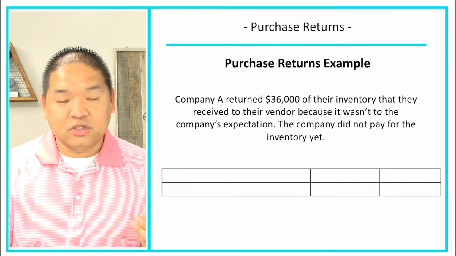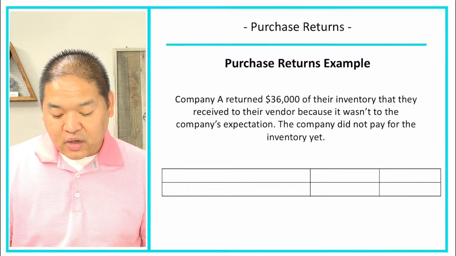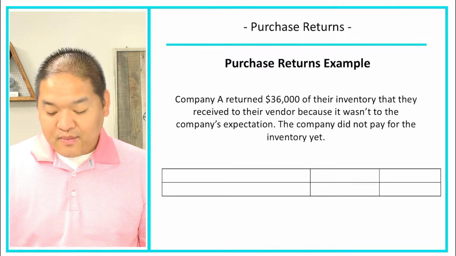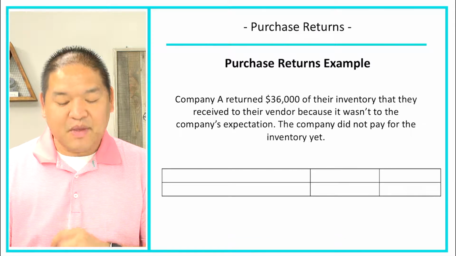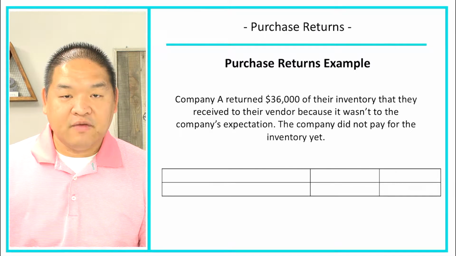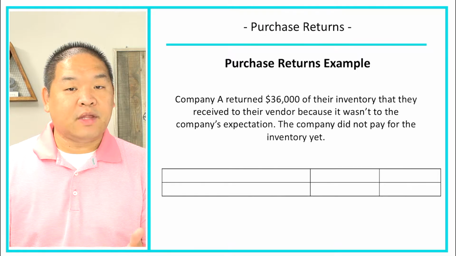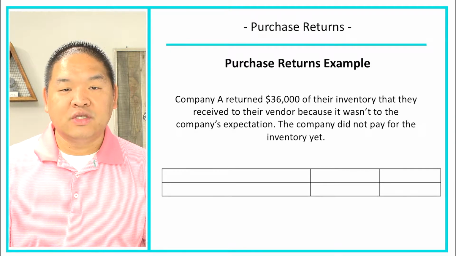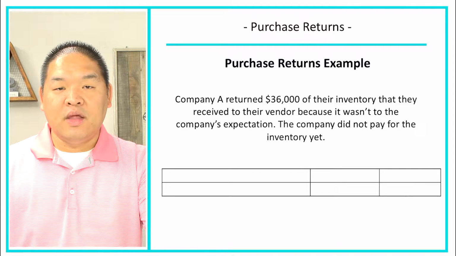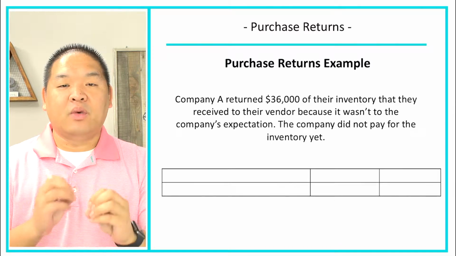So company A returned $36,000 of their inventory that they received from their vendor because it wasn't to the company's expectation. The company did not pay for the inventory yet. So if they haven't paid for the inventory yet, we can assume that they're not getting cash back, but they're going to get a credit memo, which would reduce their payable to the vendor. So what has happened? What exchange has happened?